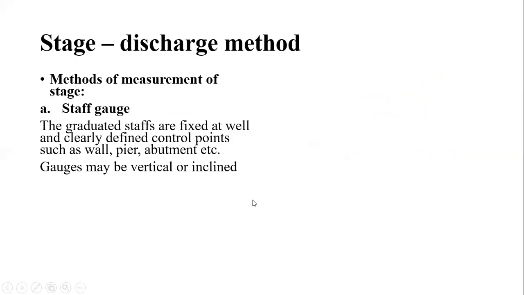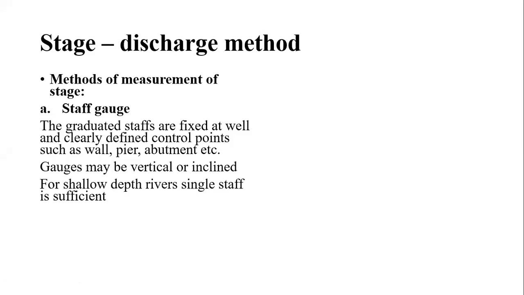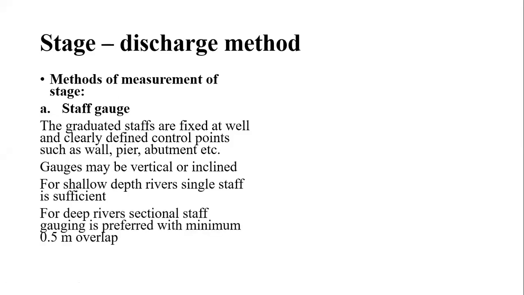Regarding their positions, for shallow depth rivers, that is up to 3 meters, 3 to 5 meters, generally we have a single staff. That is, where the flow depth is low, even a single metric staff erected is sufficient. But for deep rivers, sectional staff gauging is adopted.